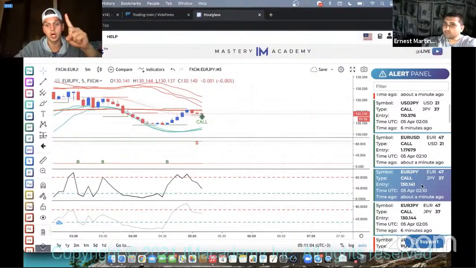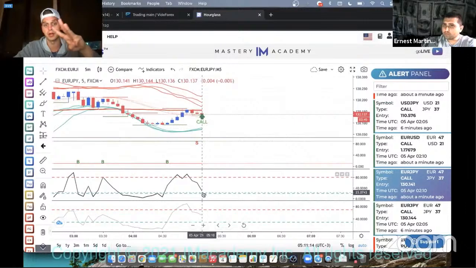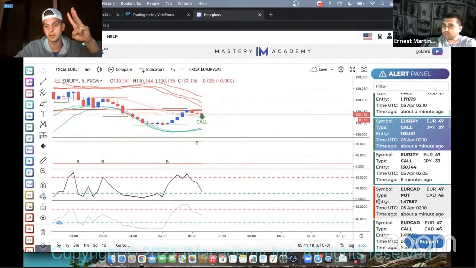Euro JPY, call. Currency strength meter is in our favor. We're not getting the cross up, but we are hitting the middle trend line. 3 point trade, a little bit of a riskier trade.